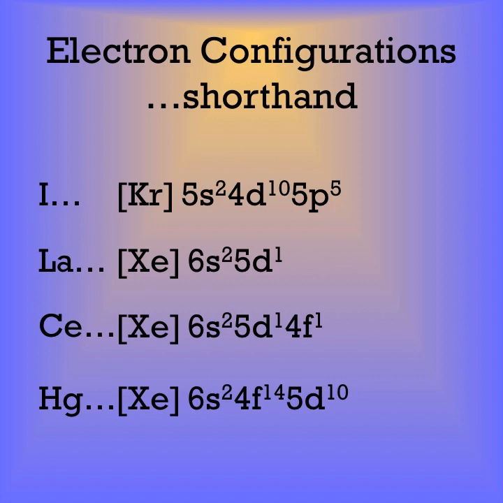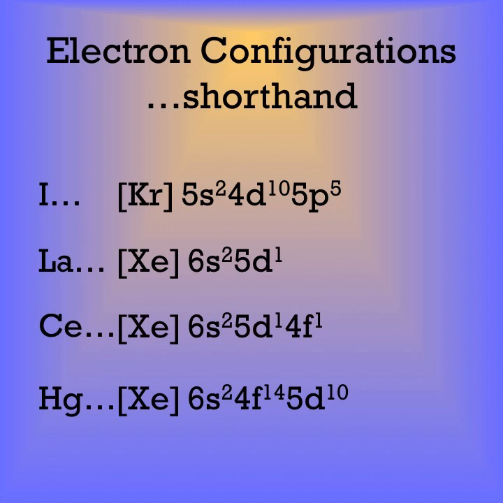So iodine, the noble gas that precedes it is krypton, Kr in brackets. Again, let your eyes go all the way across to iodine. So we start with 5S2. That takes you through strontium. 4D10 takes you through cadmium. And then all the way over to iodine, count over five times, so it ends in 5P5.